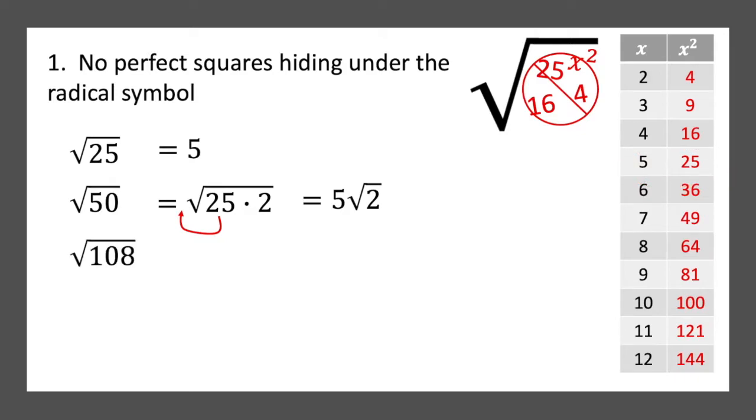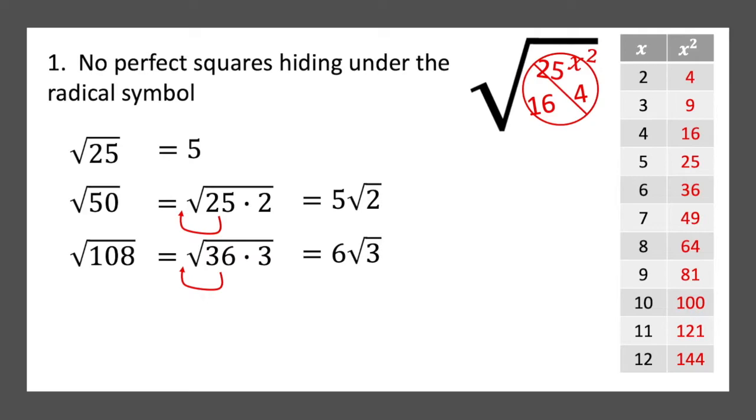How about the square root of 108? Well, that breaks down into 36 times 3. 36 is a perfect square that's hiding underneath there. I need to pull that 36 out. When it comes out, it becomes 6, and I have 6 times the square root of 3.